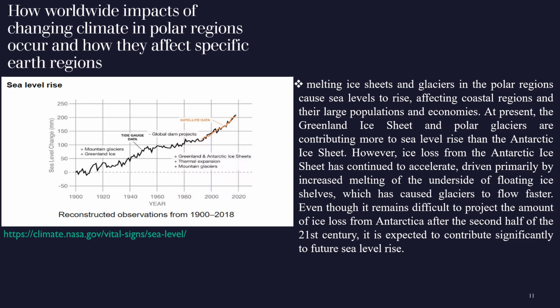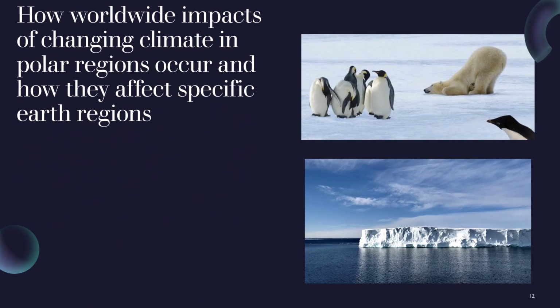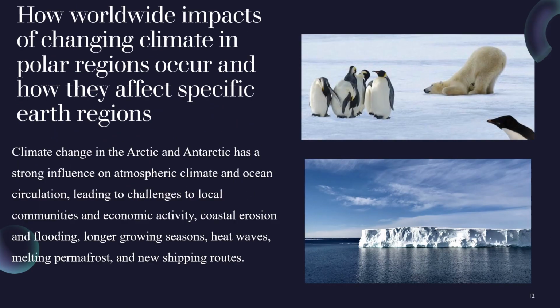Greenland's ice sheets and polar glaciers are currently contributing more to sea level rise than the Antarctic sheets. And so that suggests that Greenland is currently warming up and the ice sheet in Greenland is melting.